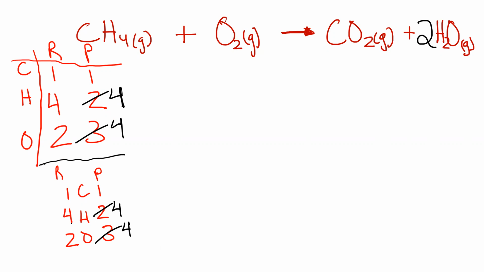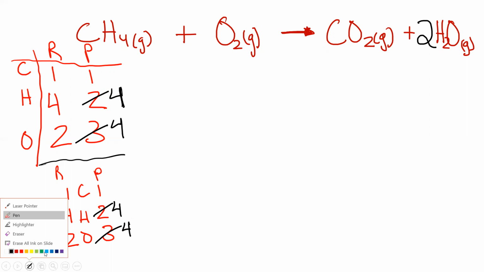Track it how you like. I happen to prefer the bottom one, just my personal preference. Do you see how these things have changed so far? Okay, we've now still got 1 carbon, 1 carbon, 4 hydrogens, 4 hydrogens, 2 oxygens on one side, 4 on the other. Now hopefully you can see this is very straightforward.